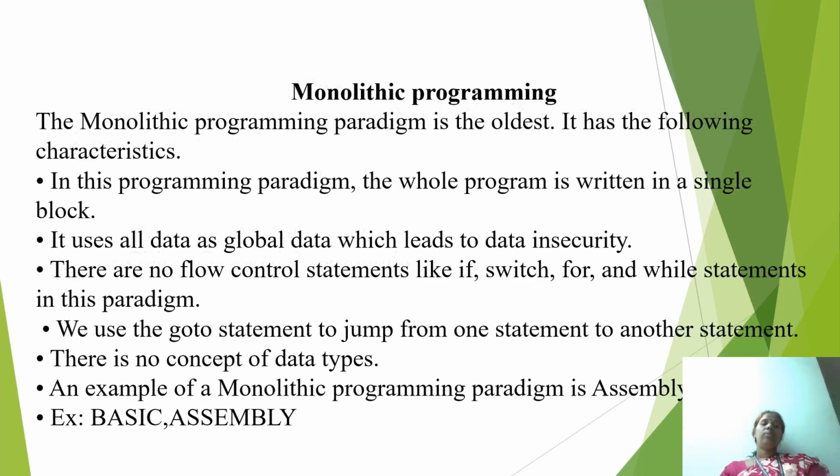Next, we are going to see about the monolithic programming. This is the first programming paradigm and also called the oldest programming paradigm. It has the following characteristics. In this paradigm, the whole program is written in a single block and uses all data as global data, which leads to data insecurity. There are no flow control statements like if, switch, for, and while statements in this paradigm. We use the goto statement to jump from one statement to another statement. There is no concept of data types. And the examples of monolithic programming paradigm are BASIC and assembly language.